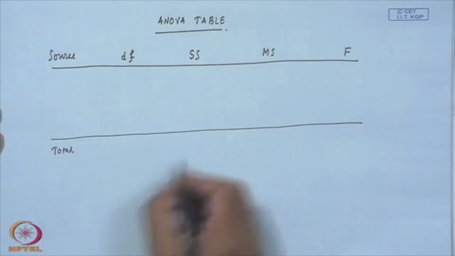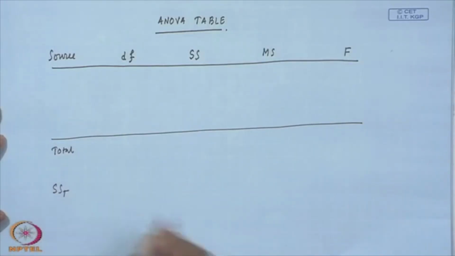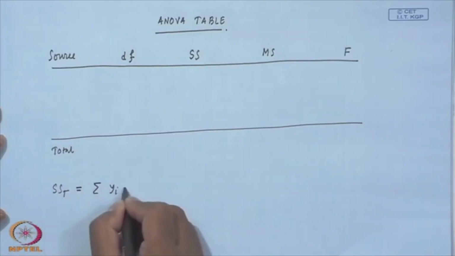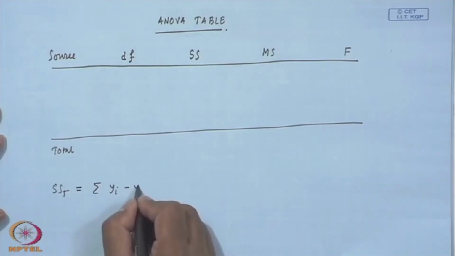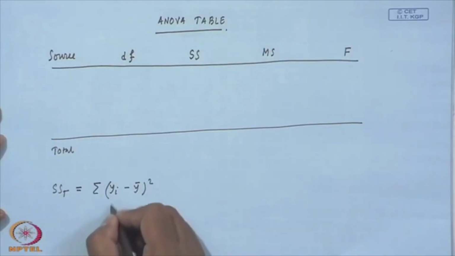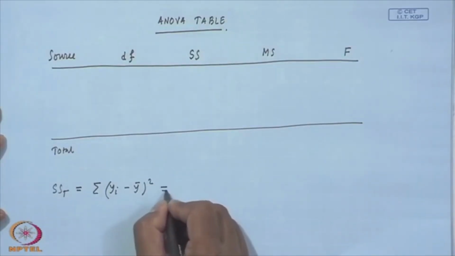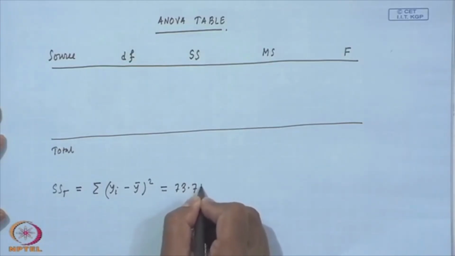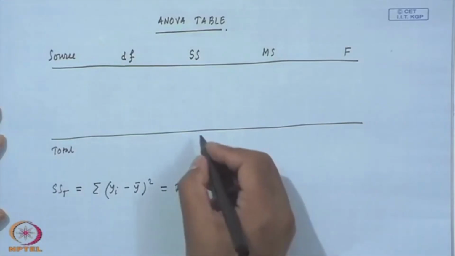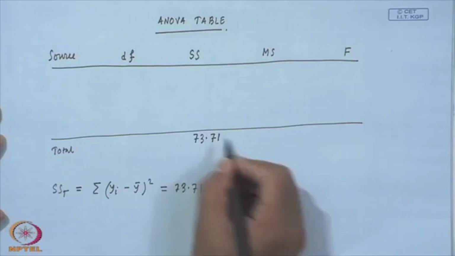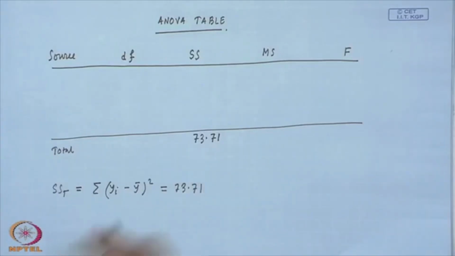Okay. So, what is SS total? SST is equal to summation yi minus y bar square, and you can check that, you know the yi values. So, you can check that this is equal to 73.71. So, my SS total is 73.71.